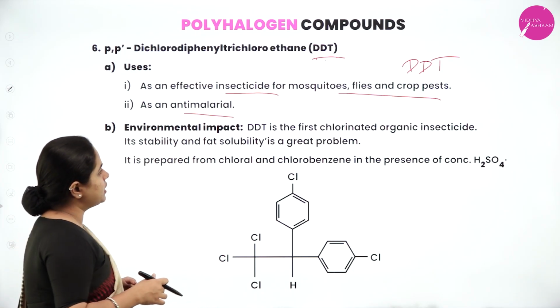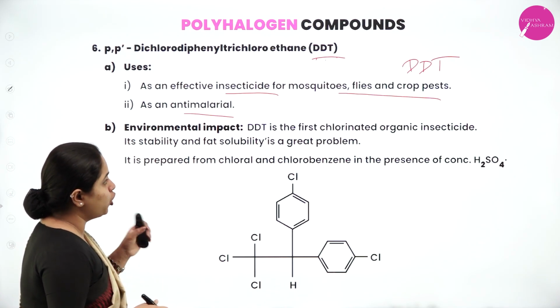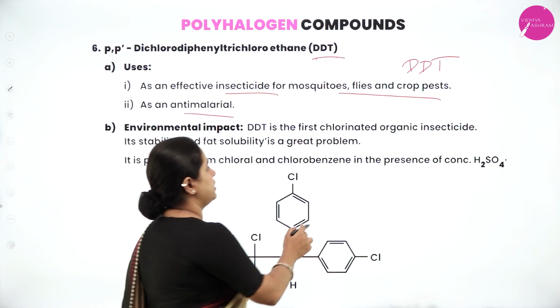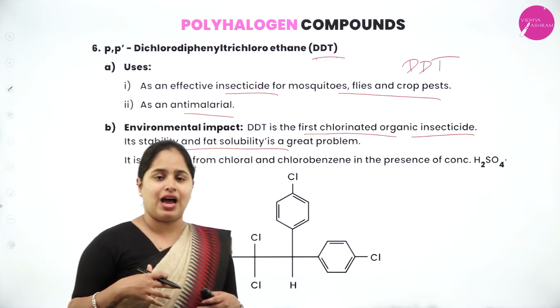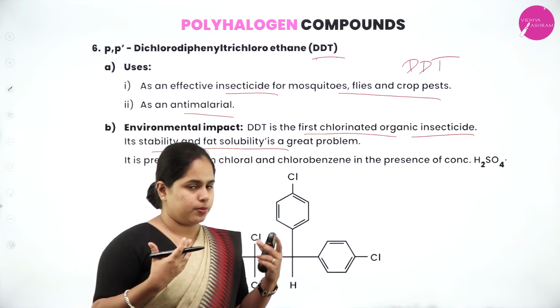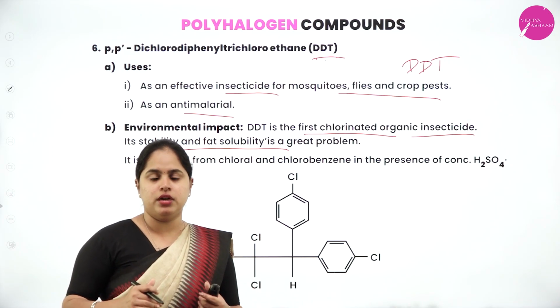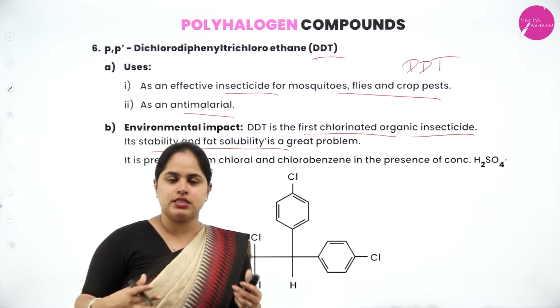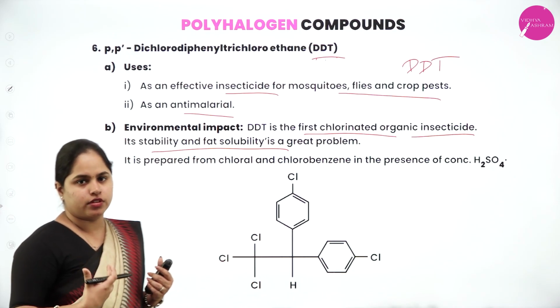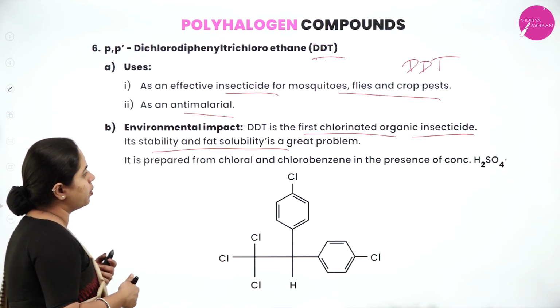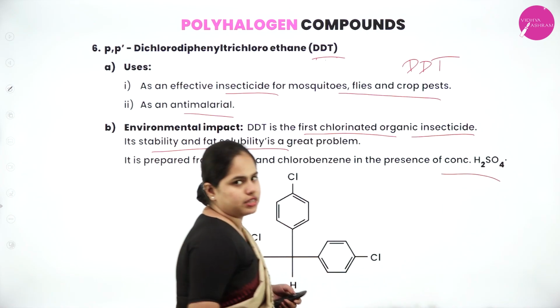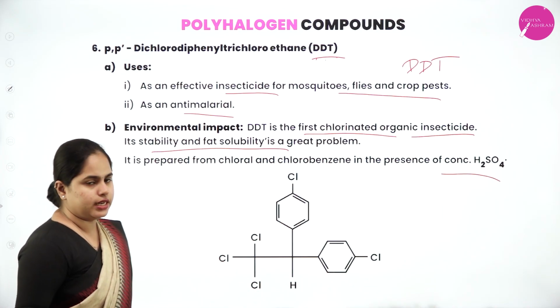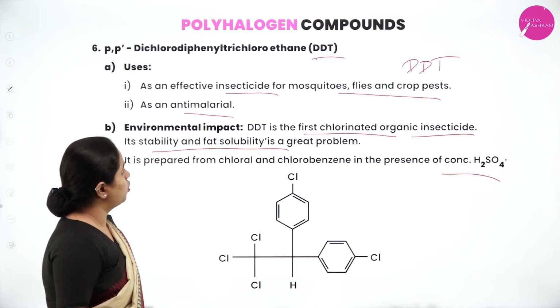Okay, environmental impacts. DDT is the first chlorinated organic insecticide. So it is stable and fat solubility is a great problem. So as it is stable and it is difficult to get soluble, what happens? It remains in the soil and causes problems with the fertility of the soil. It is prepared from chloral and chlorobenzene in the presence of concentrated sulfuric acid. So this is the structure of DDT, dichlorodiphenyltrichloroethane.